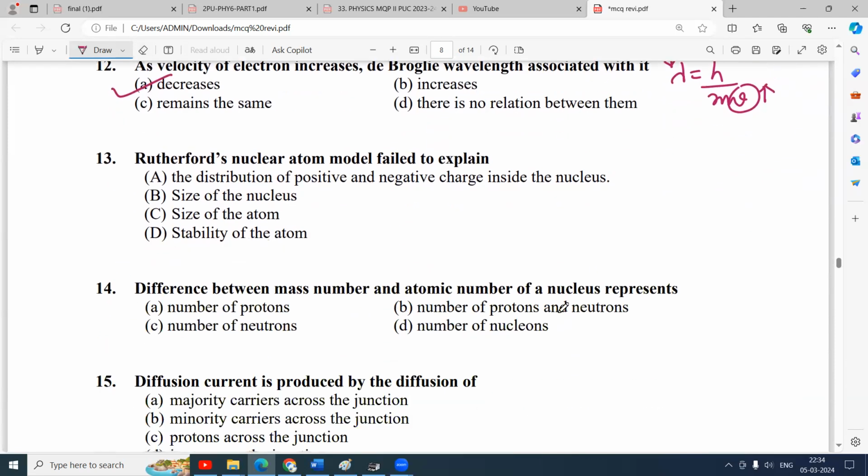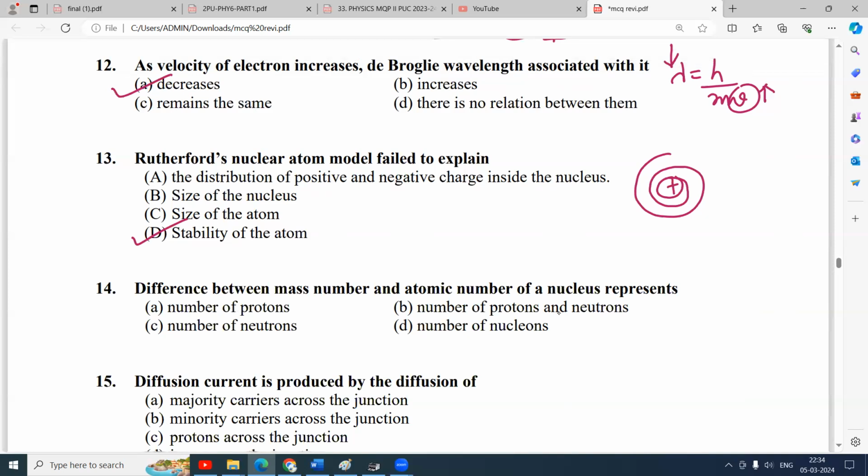Rutherford's nuclear atom model failed to explain. So according to Rutherford, electrons can occupy any orbit. So as they lose energy, they go on reducing their orbit. So finally, the radius will shrink and the electron should fall to the nucleus. Stability of the atom is not explained by Rutherford. It was explained by Bohr's model. So Rutherford's nuclear atom model explained the distribution of positive and negative charge, size of the nucleus, size of the atom. Stability of the atom is not explained by Rutherford's nuclear atom model.